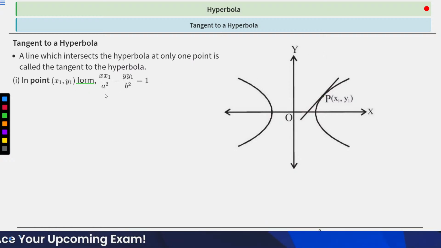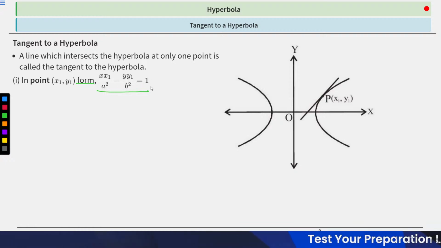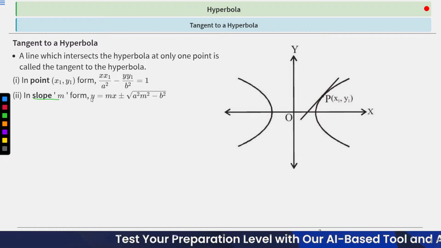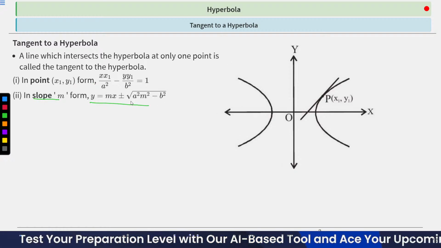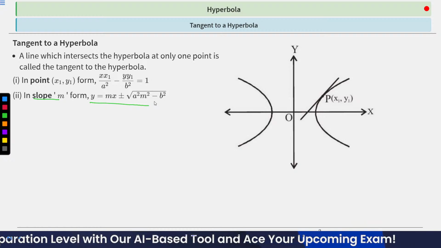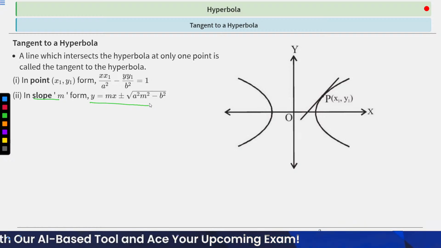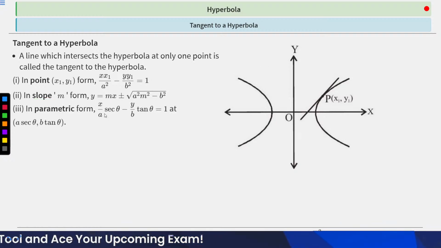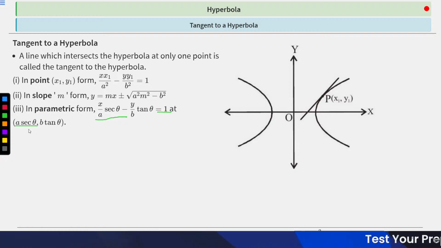In point form, the equation of the tangent will be x1 divided by a square minus y1 divided by b square is equal to 1. In slope form, the tangent equation will be y is equal to mx plus minus root of a square m square minus b square. In parametric form, x by a sec theta minus y by b tan theta is equal to 1, at the point (a sec theta, b tan theta).